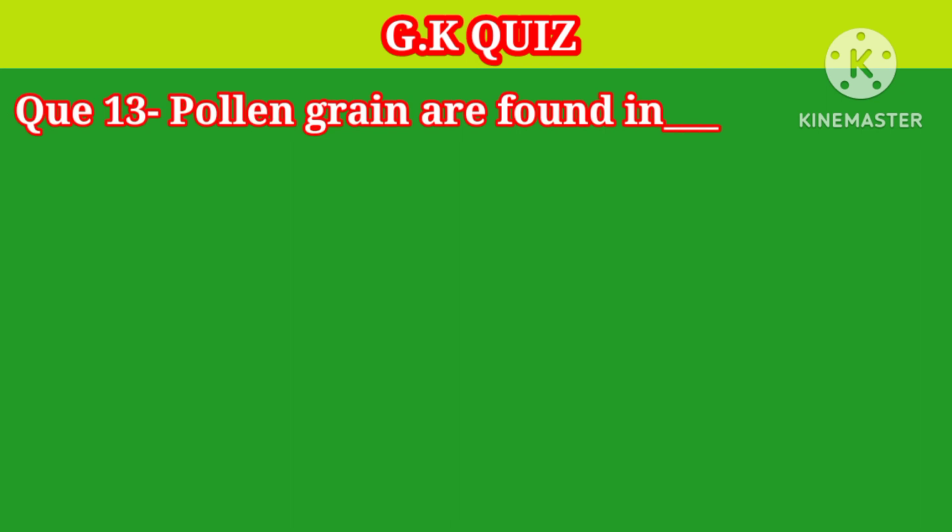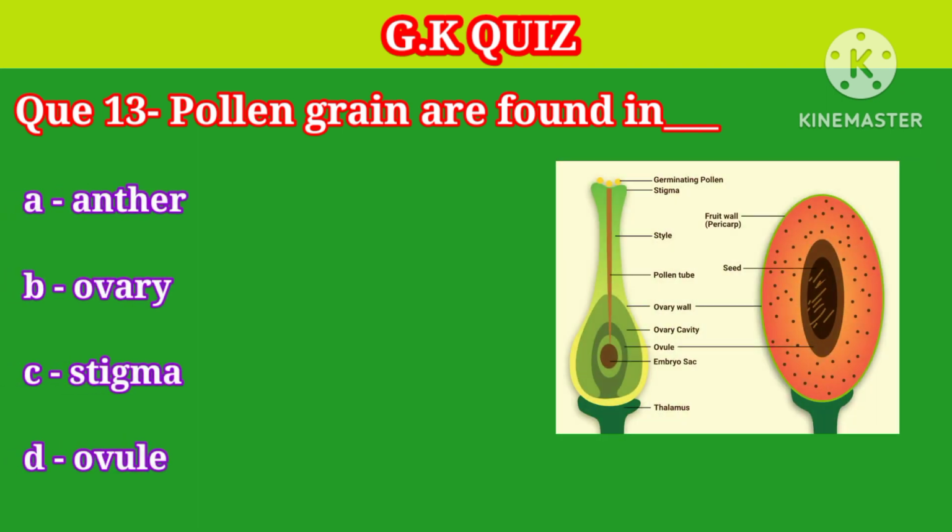Question number 13. Pollen grains are found in... Your options: A. Anther. B. Ovary. C. Stigma. D. Ovule. Your right answer is ovary.